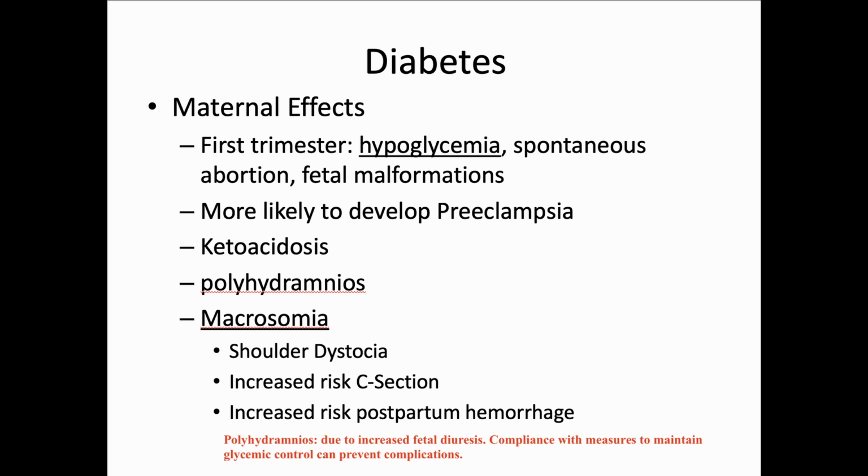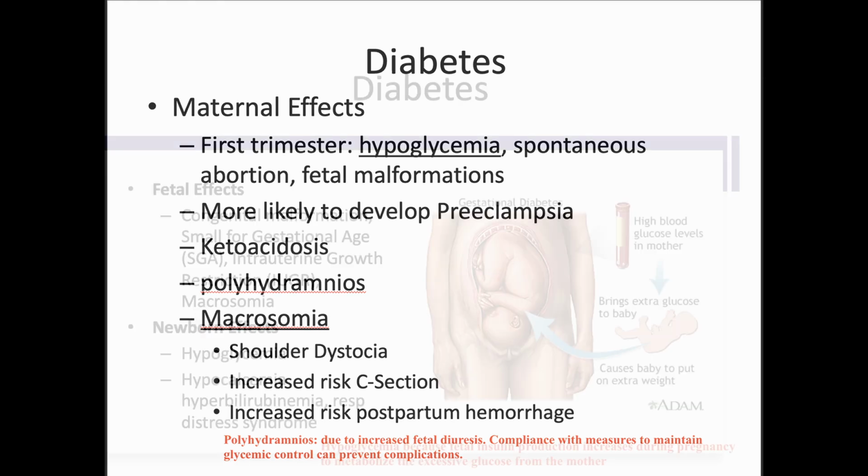So excessive fetal diuresis is going to lead to more amniotic fluid. So that's why they're more likely to have polyhydramnios. A big thing associated with this is macrosomia, the big baby, right? Especially if the diabetes is not well controlled, right? You could have 13, 14-pound babies, right? If they really didn't control this, right? So shoulder dystocia, big increased risk for birth injury, shoulder dystocia, C-section, postpartum hemorrhage, all the things that come along with a giant baby.